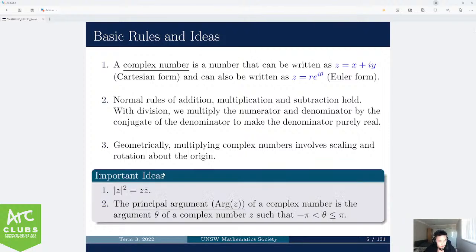Just a couple of important ideas. The mod of z squared equals z times its conjugate. This one's really useful in proving some proofs, such as the triangle inequality. And the principal argument, denoted with a capital A, is just the argument such that it's between minus pi and pi.